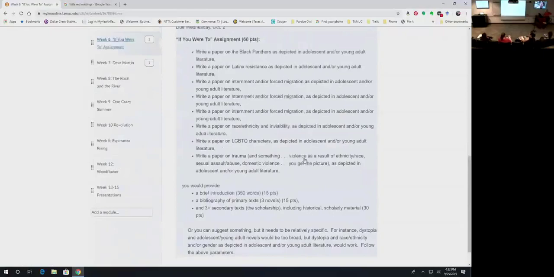And I should have noted in here that the internment or forced migration, that would also be diaspora. That's a term that goes with forced migration, the diaspora or diasporic movements. Is that how you pronounce that word? Diaspora, it is how you pronounce it. It's not how my brain pronounces it. How does it pronounce it?